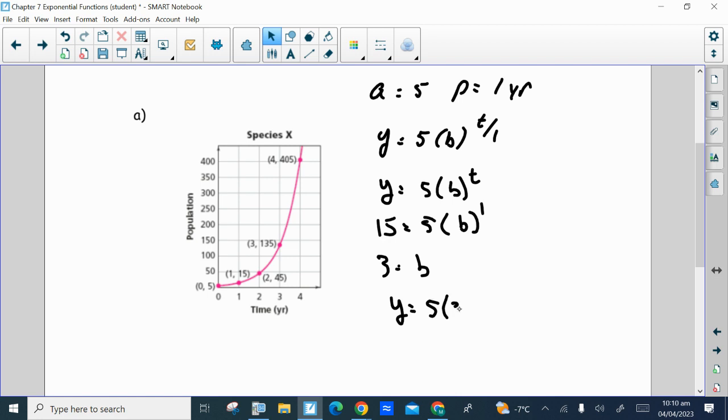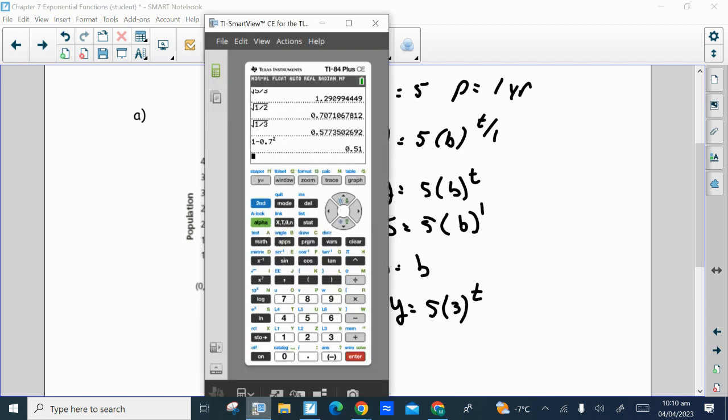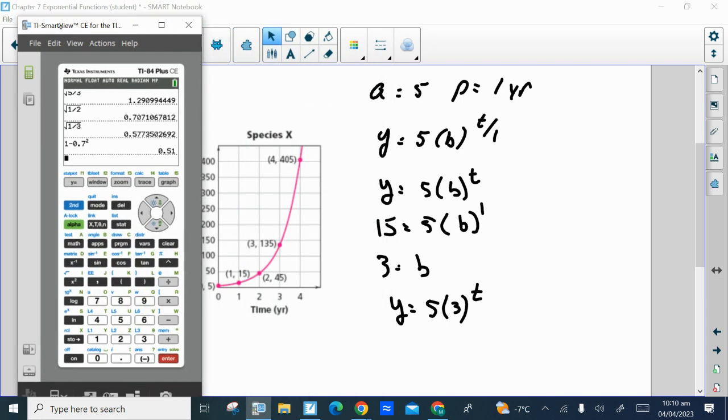Y equals A, which is 5, times 3 to the power T. And you could check that with your calculator. For example, when T is 2, 3 squared is 9, times 5 does equal 45, so we get the right Y value for that point.